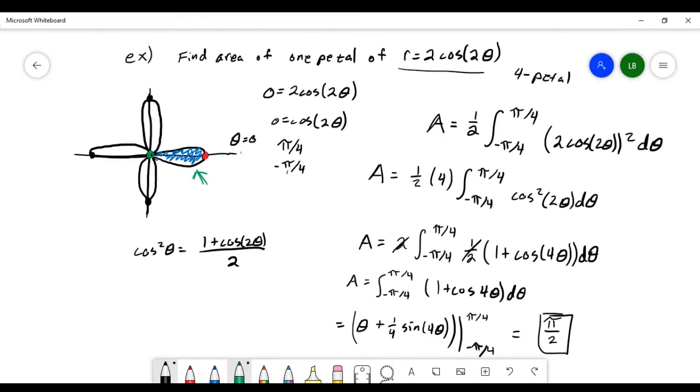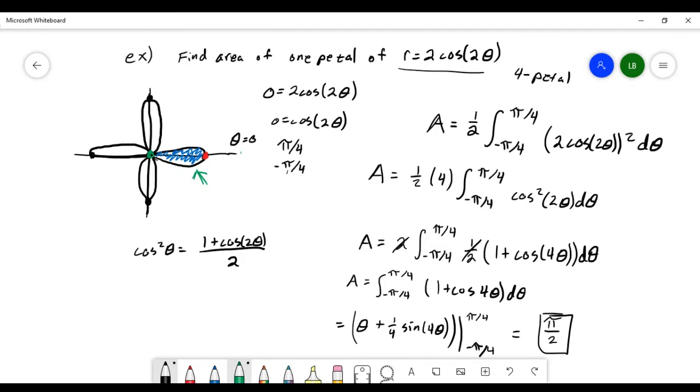Of course, you can also just check the graph by plugging in points. When we plug in theta equal to 0, we get this red point right here. We plug in pi over 4, we get 2 cosine of pi over 2, which is 0. And you can keep plugging in points, and you would get this point, the origin, this point, the origin, this point, the origin, this point, the origin, and then back to where you started.